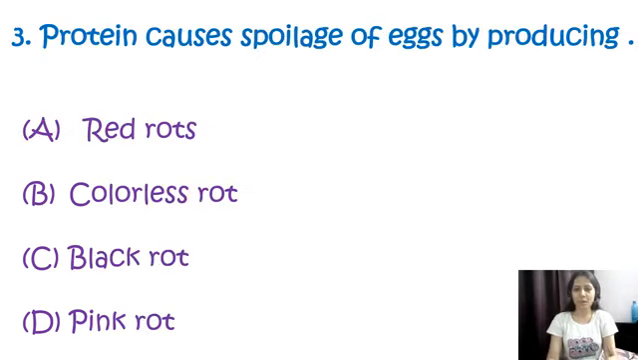Question number 3. Protein causes spoilage of eggs by producing. So options are red rots, black rots, colorless rots or pink rots. So over here my correct answer will be option number C, that is black rots.